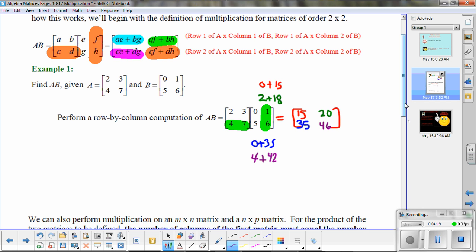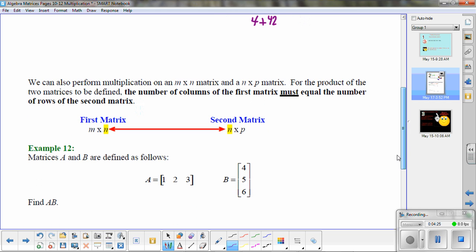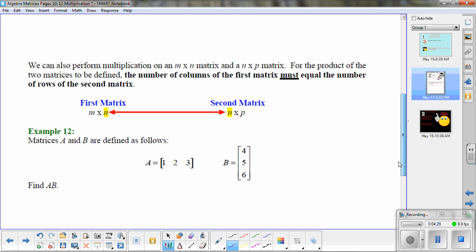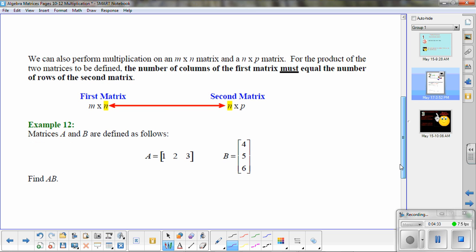Now that was two matrices that had the same order. We can also perform multiplication on an m by n matrix and an n by p matrix. For the product of the two matrices to be defined, the number of columns of the first matrix must equal the number of rows of the second matrix. So if you write down the rows by columns, these two right here need to be equal, these middle ones.